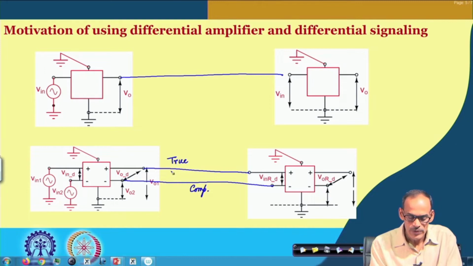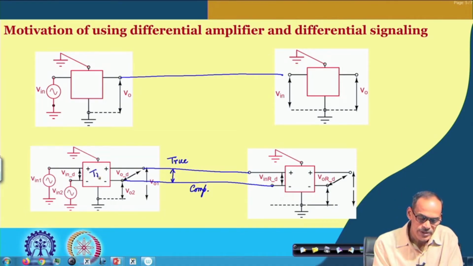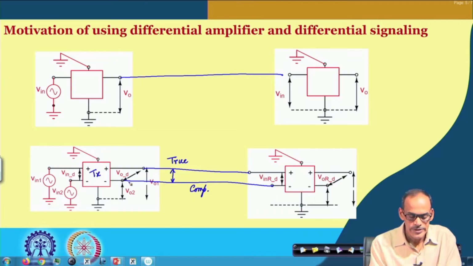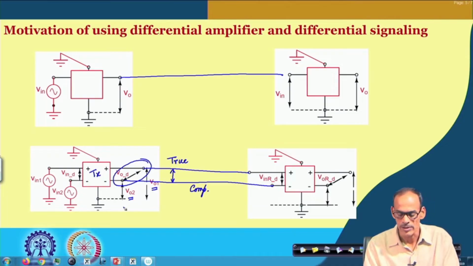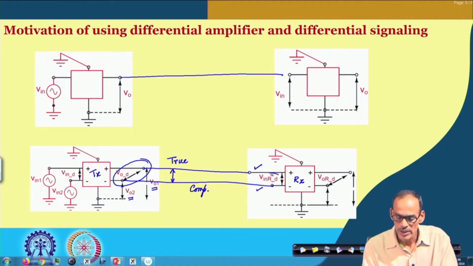So, the voltage difference between these two may be considered as the main signal. Whenever this transmitter produces a signal, it is essentially the difference of these two terminal voltages, or I should say that VO1 minus VO2 is the main signal. And at the other end, whenever the receiver is trying to detect the signal, it considers the voltage difference at this terminal with respect to the complementary line as the received signal.